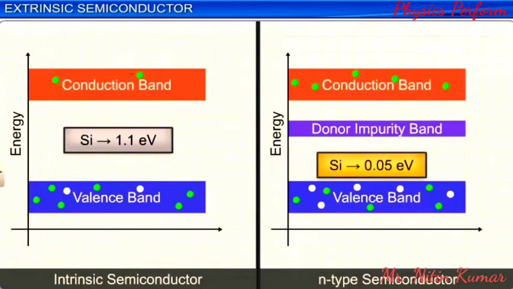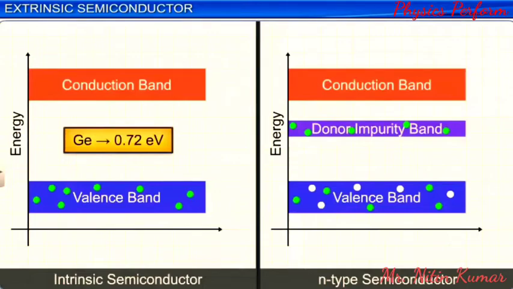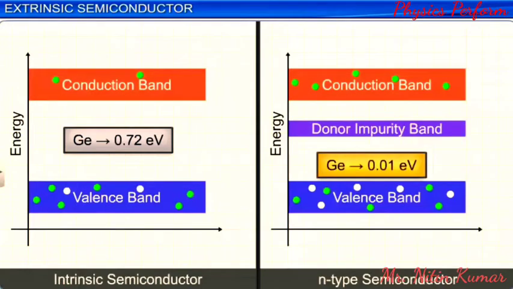Similarly, if the semiconductor crystal is made of germanium, the energy required for an electron to jump from valence band to conduction band is about 0.72 electron volt. If it is doped with a pentavalent impurity to a suitable level and converted to an N-type semiconductor, the energy required reduces to approximately 0.01 electron volt. Thus, electrical conductivity of an N-type semiconductor is much better than an intrinsic semiconductor.